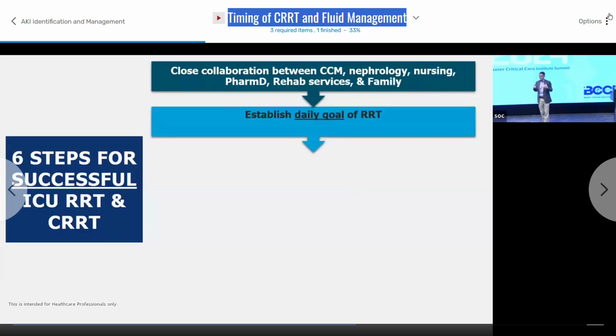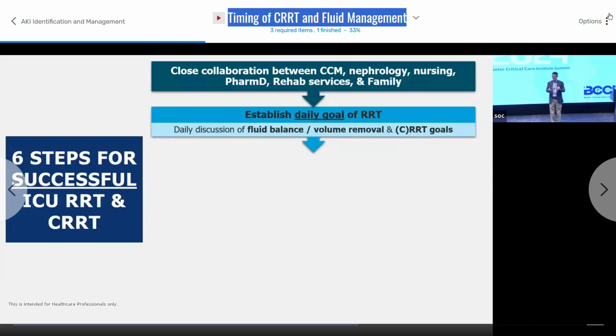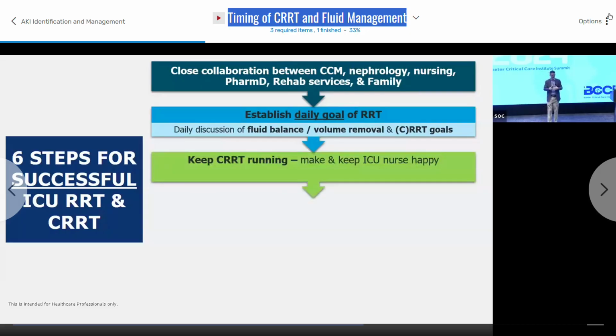We need to establish a daily goal. Okay, this is so important. What are we trying to use the machine to do today? All right, and we need to have daily discussions about what this goal is, because we will collectively as a team be better able to achieve the goal if we know what the goal is. If the doctor has said, I want to do this, but hasn't communicated that well to the nurses or the pharmacists, then good luck. It's not going to happen the next day. We need to have clear communication, establish that goal.